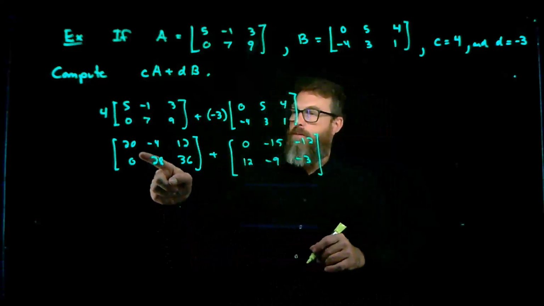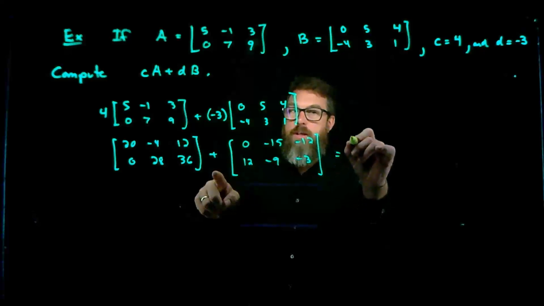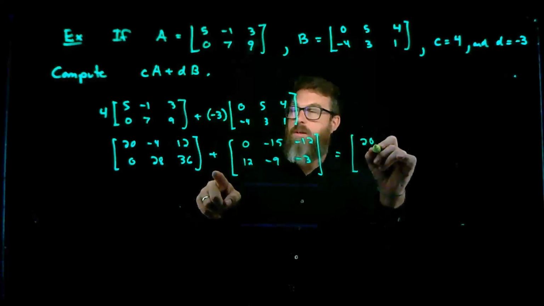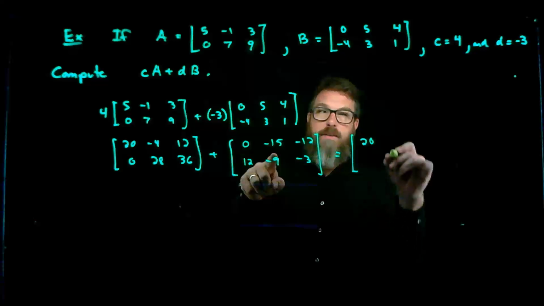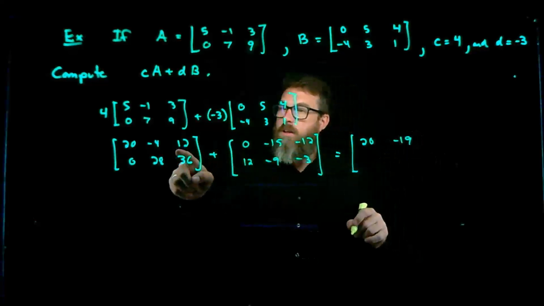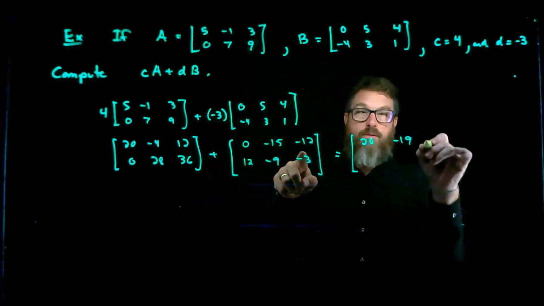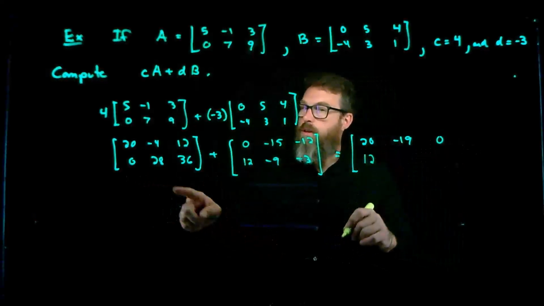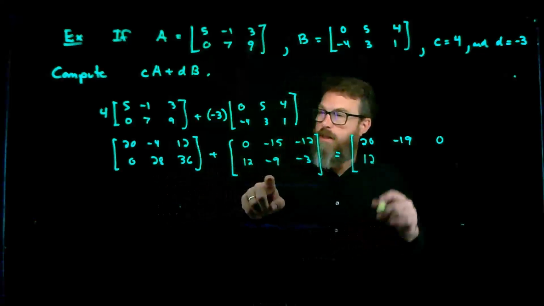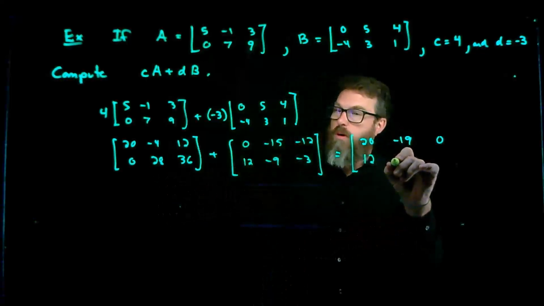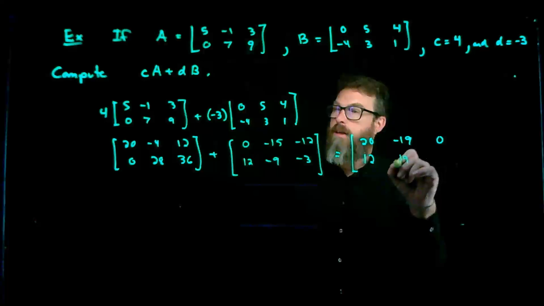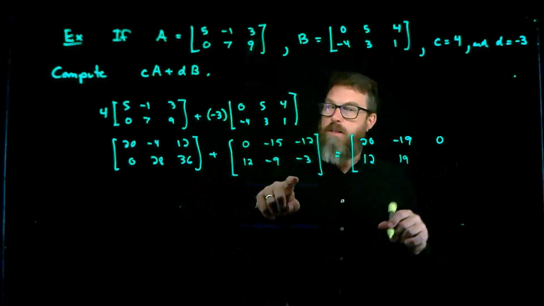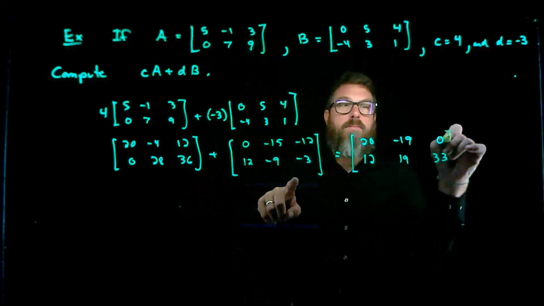So now when we finally add this, 20 plus 0 is going to be equal to 20. Negative 4 plus negative 15 is negative 19. 12 plus a negative 12 is 0. 0 plus 12 is going to be 12. 28 plus a negative 9 is going to be equal to 19. And then 36 plus a negative 3 is going to be equal to 33.